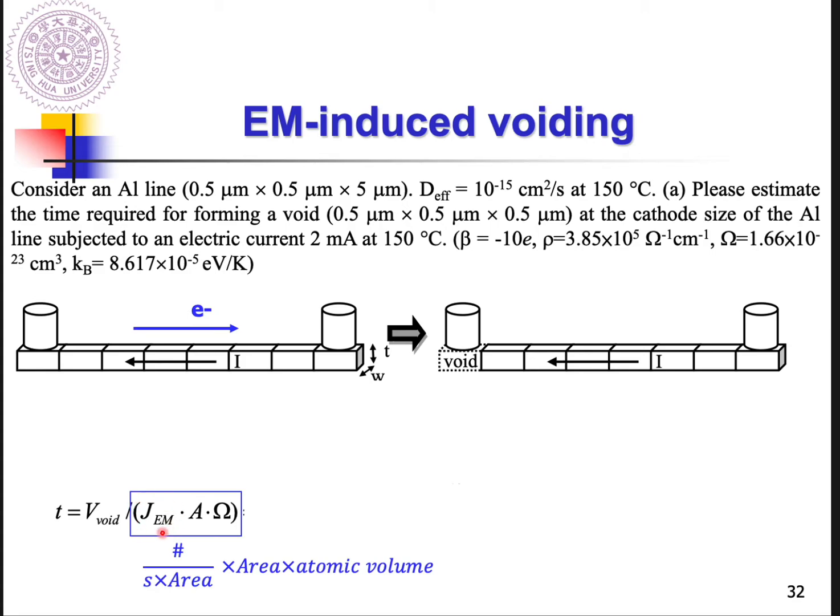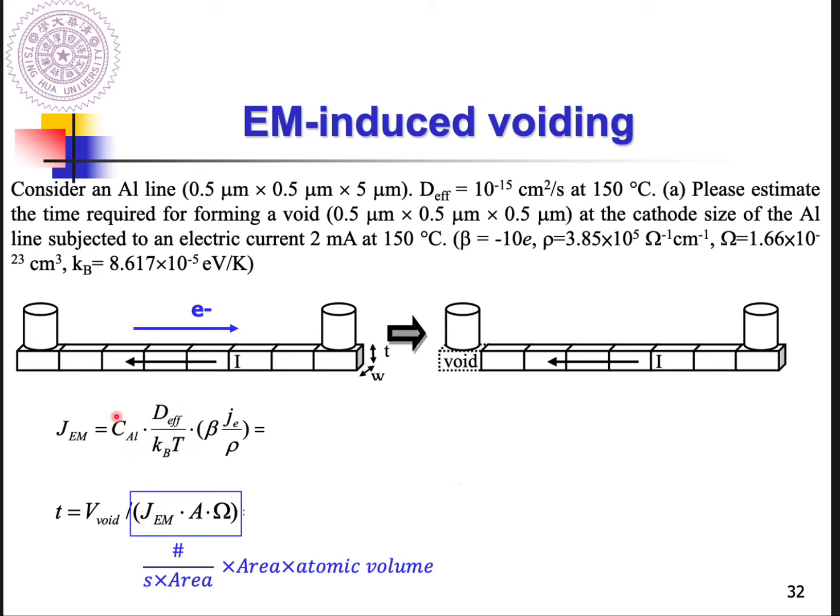So the key point here will be the J, atomic flux caused by the electron field, or the vacancy flux. Either way, because they are the same value, just an opposite sign of J_V and J_A, right? Okay, so this is what we need to know. So how to get this value for the flux, atomic flux or the vacancy flux?